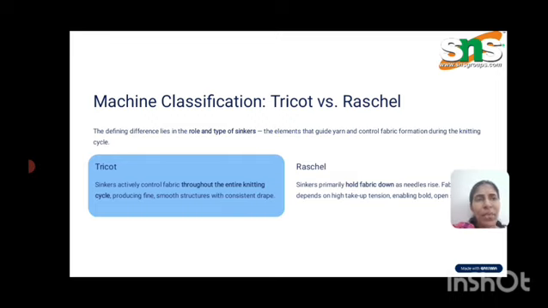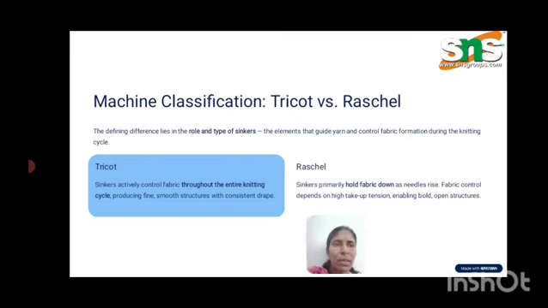Machine classification, tricot and raschel. The defining difference lies in the role and type of sinkers, the elements that guide yarn and control the fabric formation during the knitting cycle. First one is tricot. Sinkers actively control the fabric throughout the entire knitting cycle, producing fine, smooth structures with consistent drape.